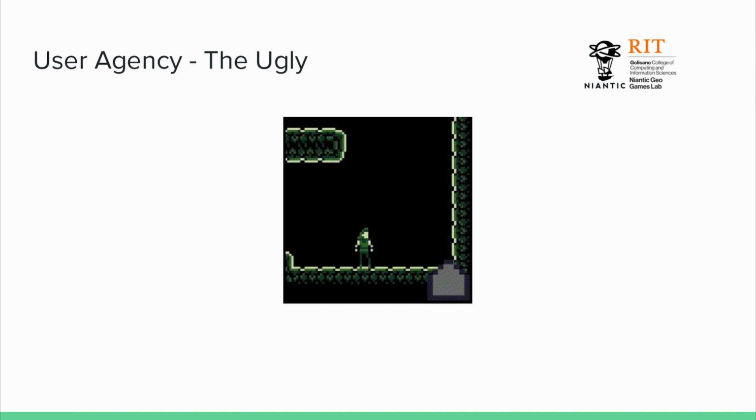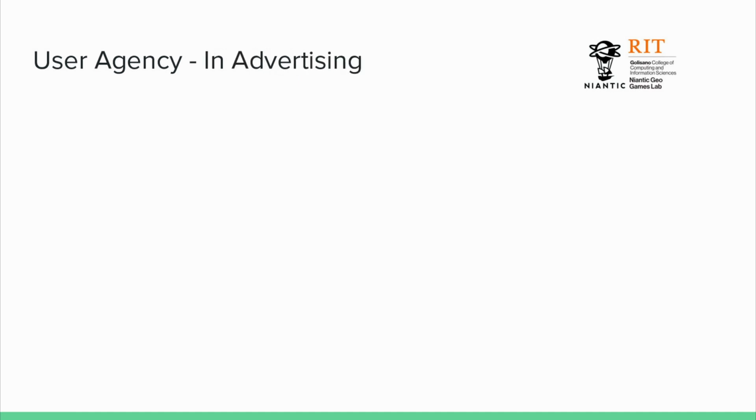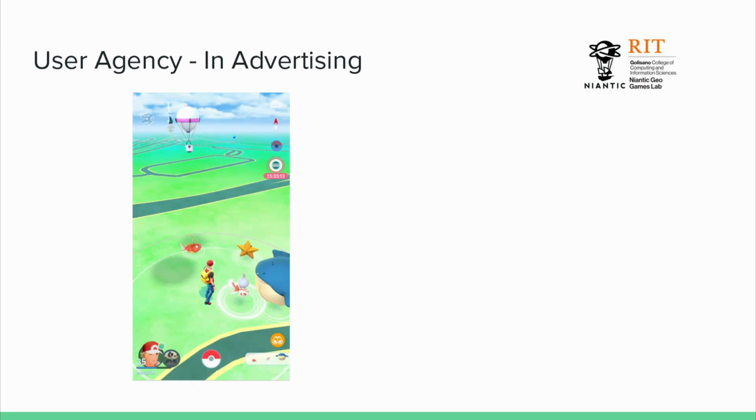If you have bad agency, at least the user can play around it. If you have ugly agency, not as great. And I don't think anyone would necessarily accept an interface like this. But when we return to user agency and advertising in location-based games, the player of the game wants to perform actions in the game, right? Catch Pokemon, battle trainers, gather resources, and whatever that particular location-based game allows them to do.